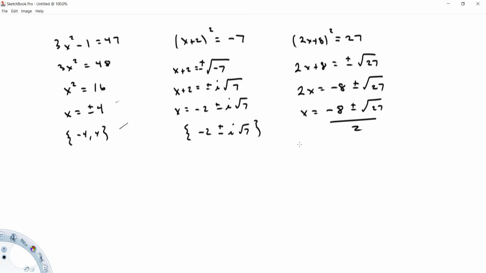If you wanted to write this in set notation, it'd be kind of a lot of writing, but there's one of them, and there's the other. So, 3 examples of solving equations using the square root property.